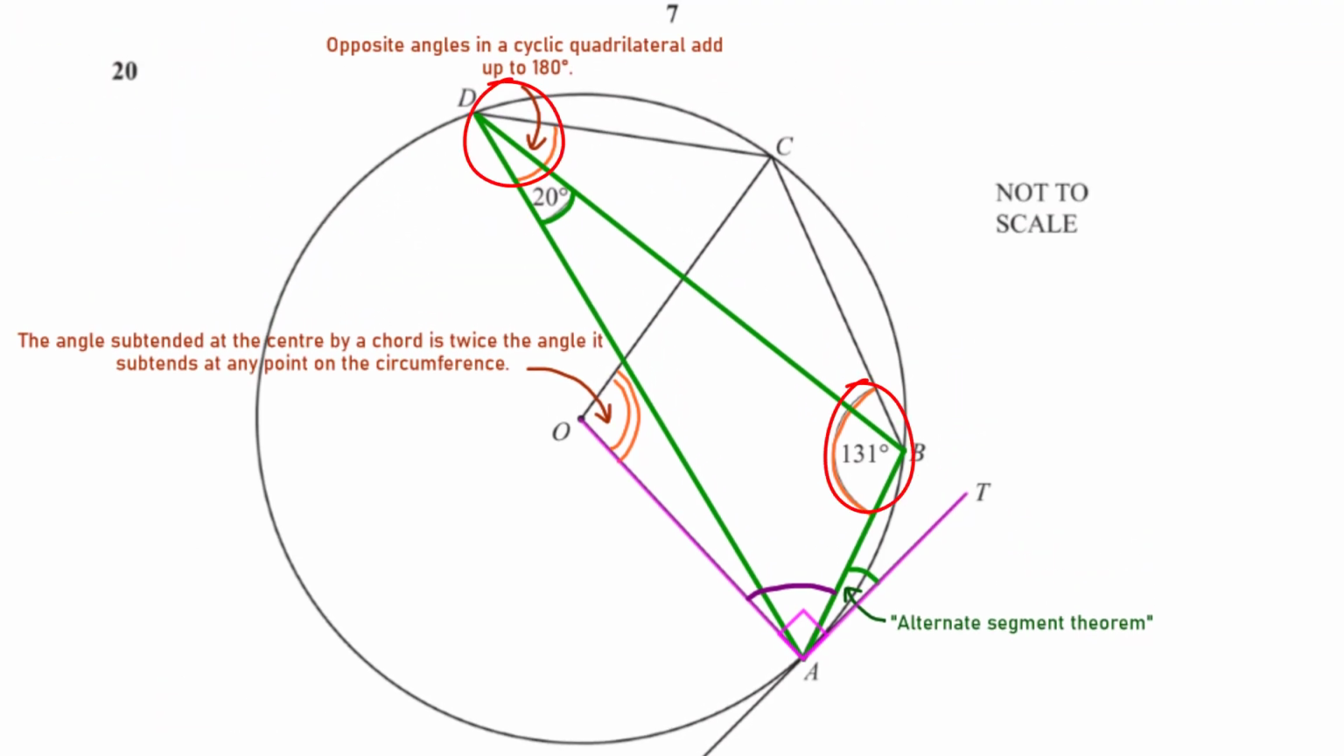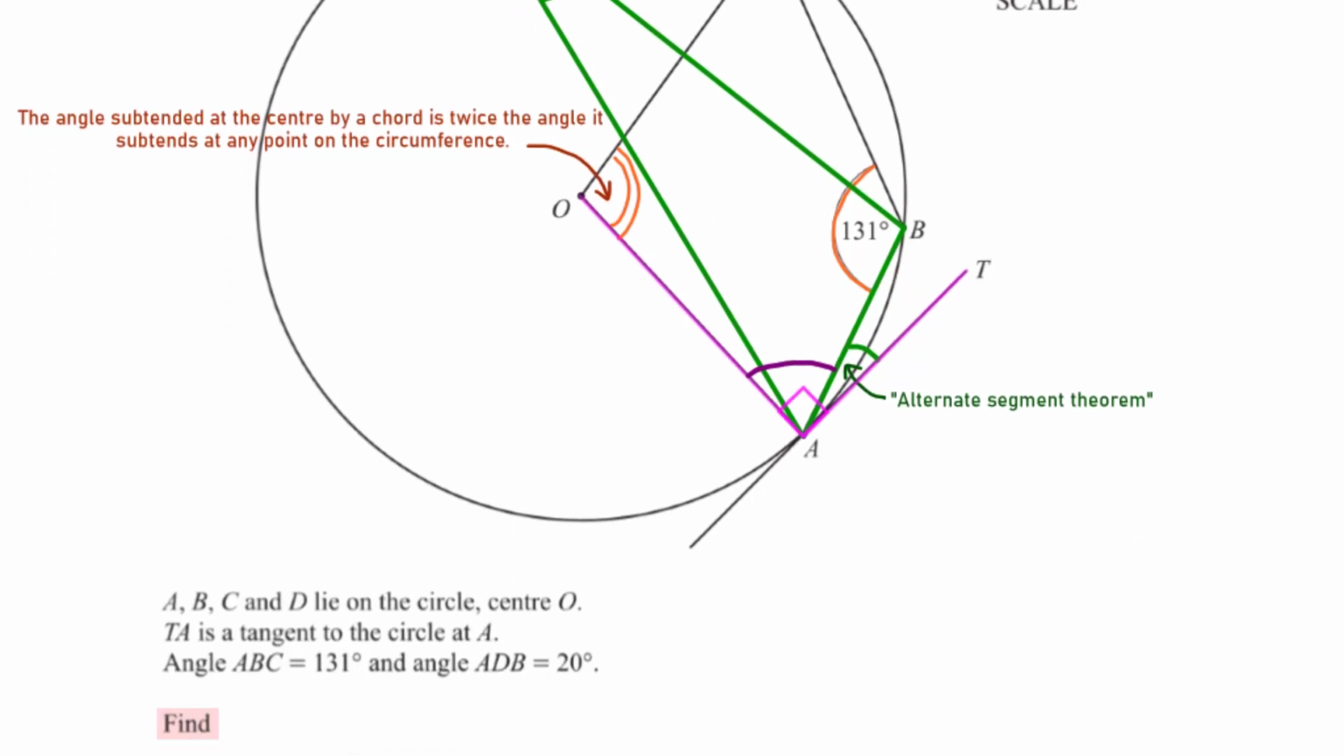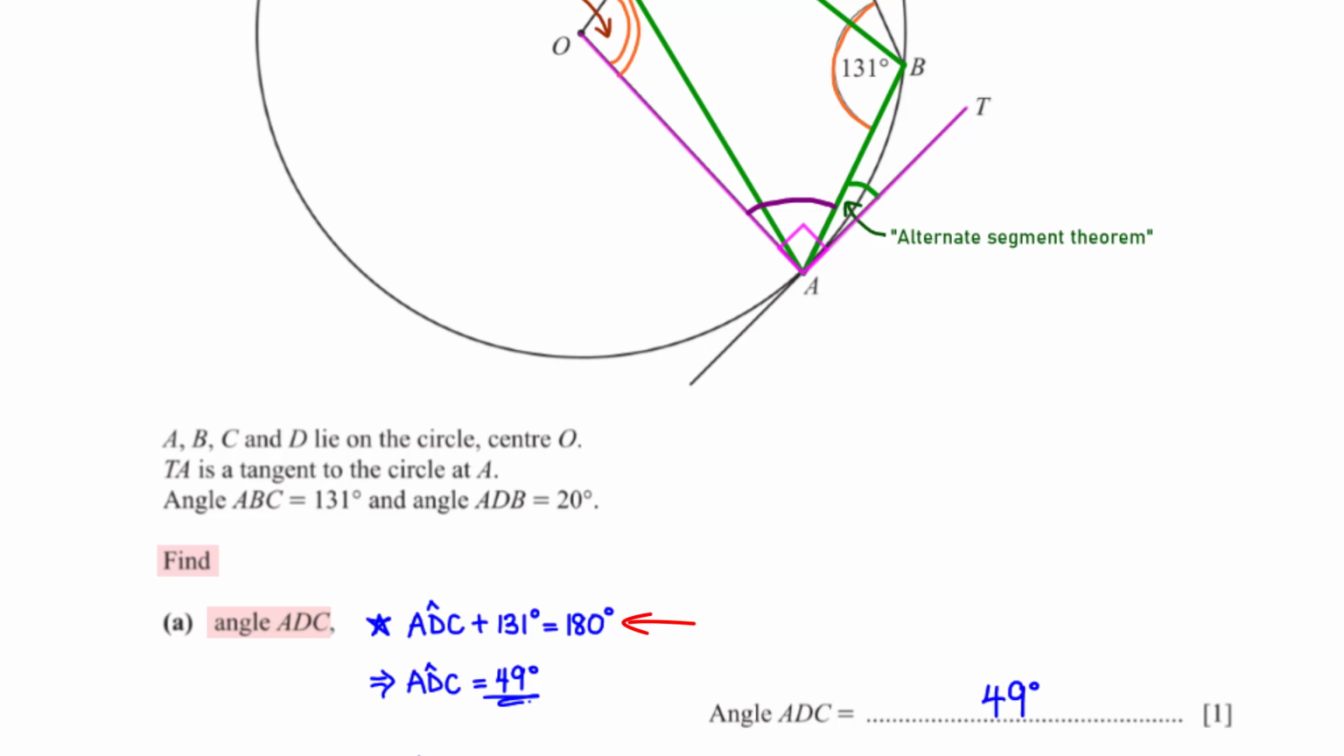Opposite angles in a cyclic quadrilateral add up to 180 degrees. And so we have angle ADC plus 131 degrees equals 180 degrees. This gives us angle ADC equals 49 degrees.